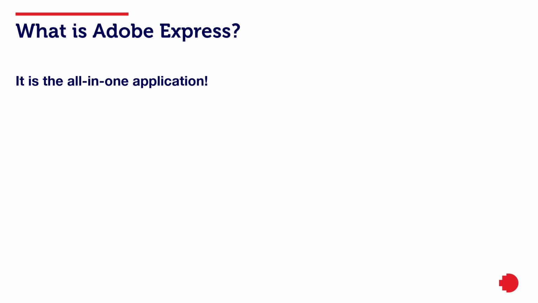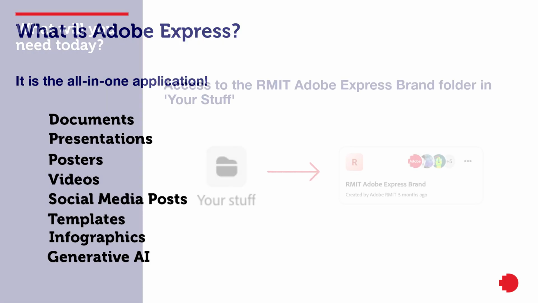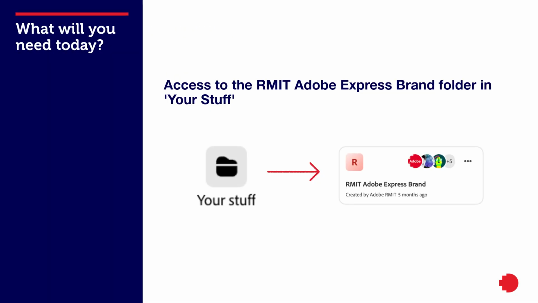Adobe Express is an all-in-one application that can be used to create anything from documents to presentations to posters to videos and social media posts. There are a range of tools and templates available to use within Express, including presentations, infographics, and generative AI. This program can be accessed from your phone, so it's great for simple tasks as well as complex projects.